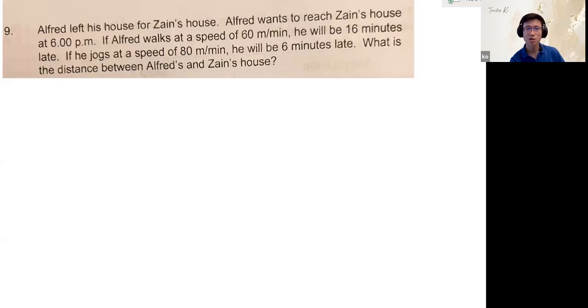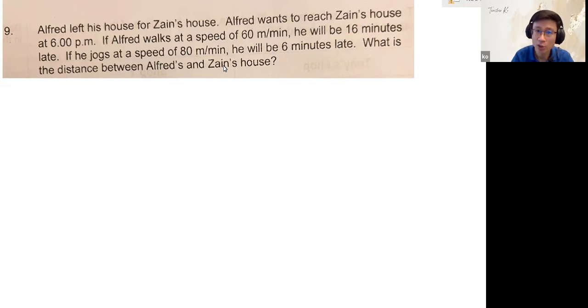Hello. All right, let's talk about this very interesting speed question. Alfred left his house for Zane's house. Alfred wants to reach Zane's house at 6 p.m. If Alfred walks at a speed of 60 meters per minute, he will be 60 minutes late. But if he jogs at a speed of 80 meters per minute, he'll be 6 minutes late instead. What is the distance between Alfred's house and Zane's house?